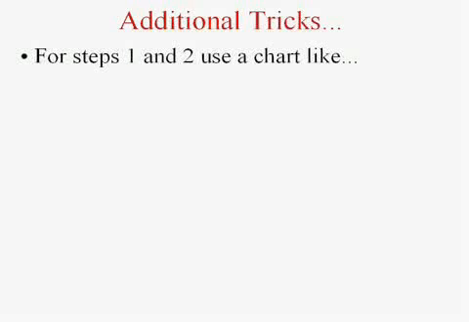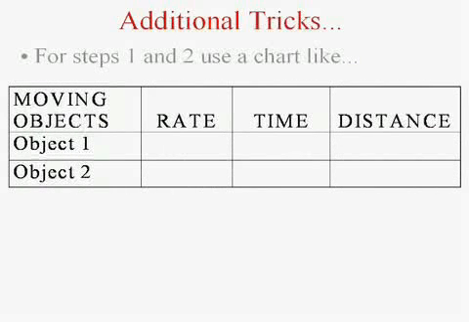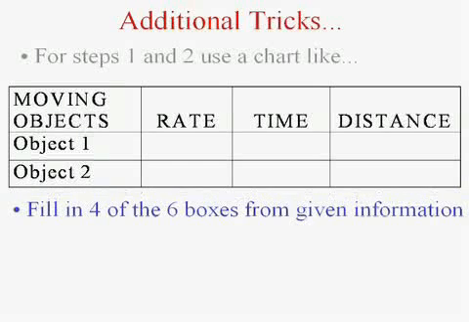Generally, for steps 1 and 2, where we name x and everything else in terms of x, we're going to use a chart that looks like this. We're going to have more than one object moving at one time. That's why we need a chart. So you'll have two rows of object 1 and object 2, and then we'll try to define the rate, time, and distance of each of those objects in the problem.